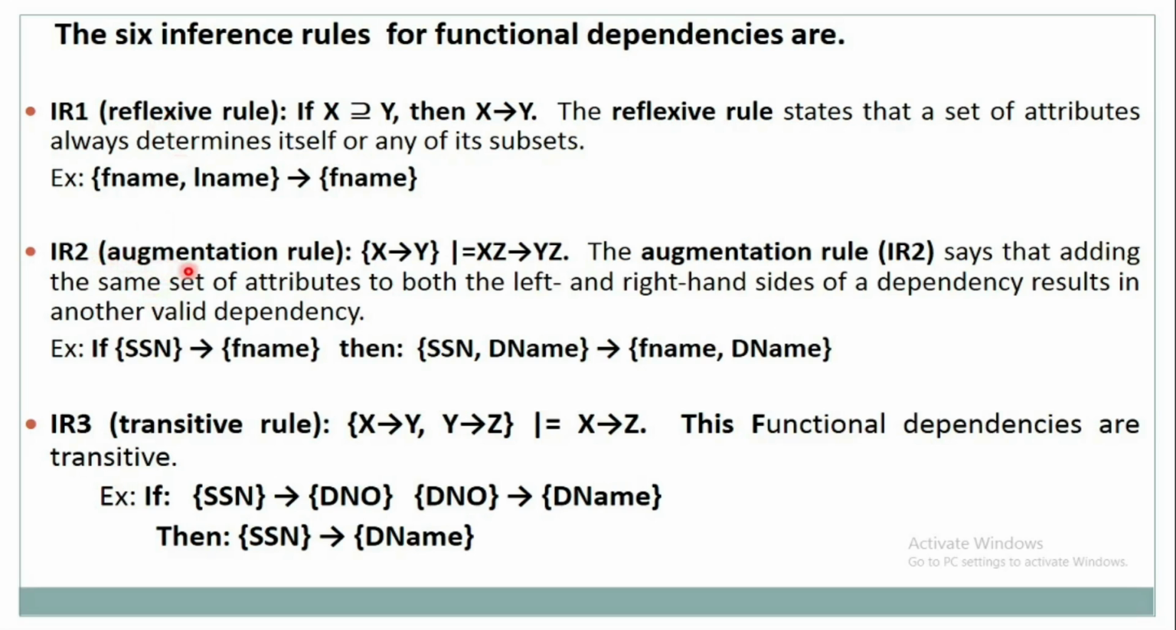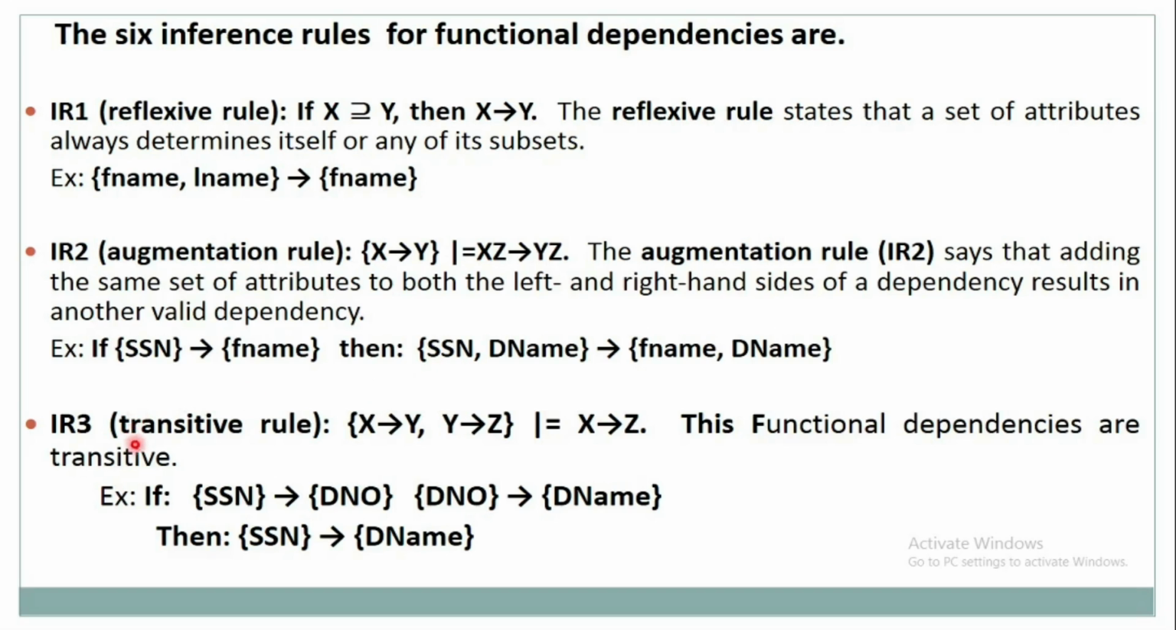The second rule is the augmentation rule. X determines Y. The augmentation rule says that adding the same set of attributes to both the left and right hand side of a dependency results in another valid dependency. Suppose we add attribute Z to both the left and right hand side. As you can see, XZ determines YZ, so it's a valid dependency. Let us consider an example where SSN determines first name. If I add department name to both the left and right hand side of the functional dependency, this is a valid dependency according to the augmentation rule.